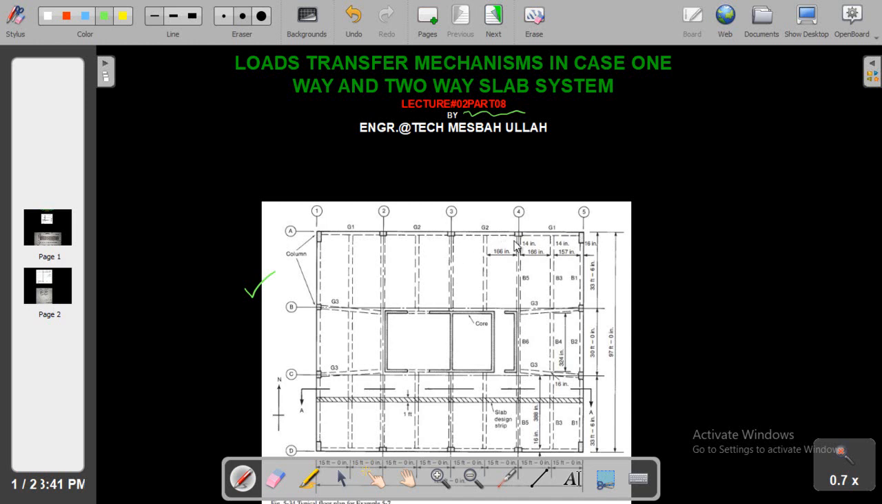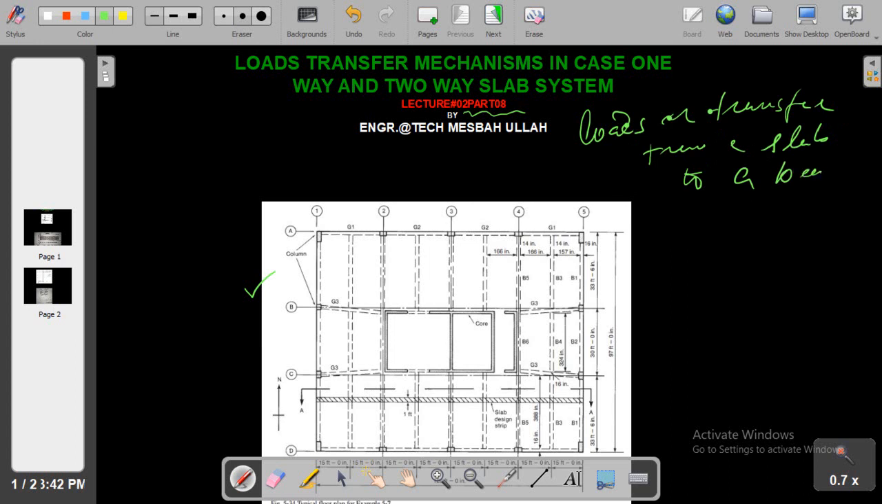In this lecture you will see how to calculate the loading on a beam, or how loads are transferred from a slab system to a beam in a one-way slab system and a two-way slab system.